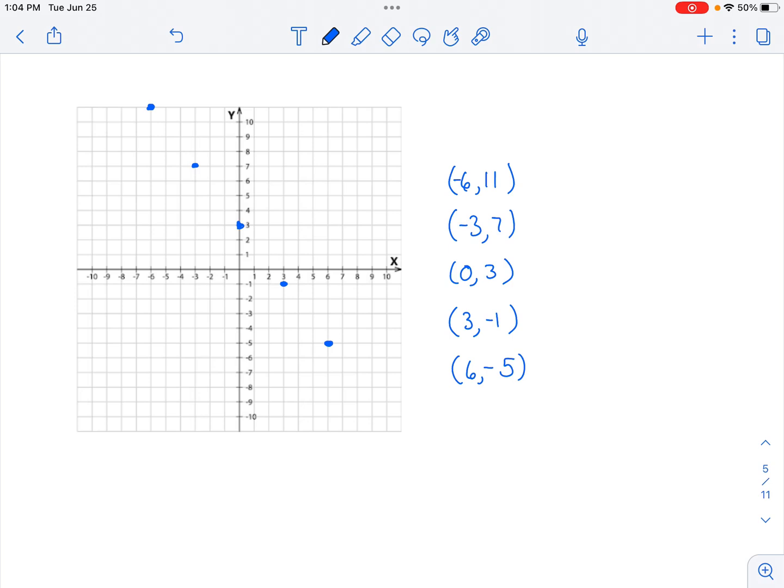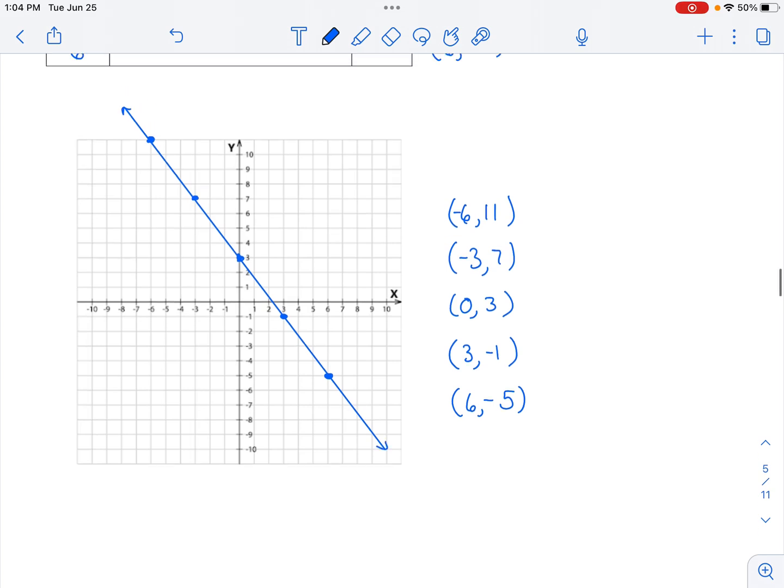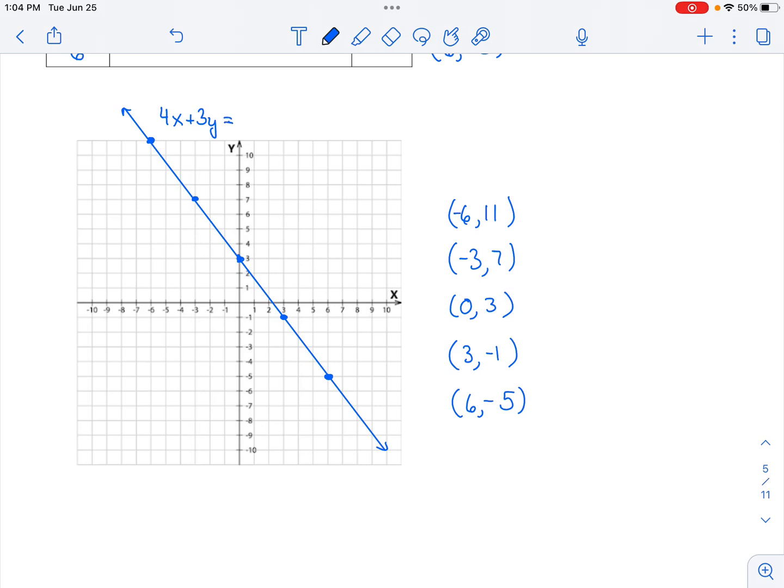Notice that these 5 ordered pairs form a line, so I'm going to connect them with a straight line. And put arrows at the end of each line. And this is the graph of the equation 4x + 3y = 9. And we are done.